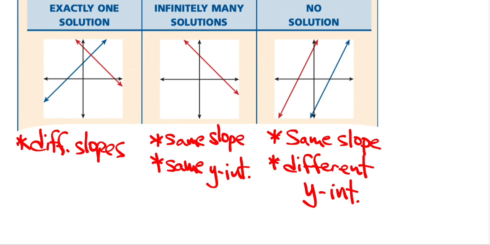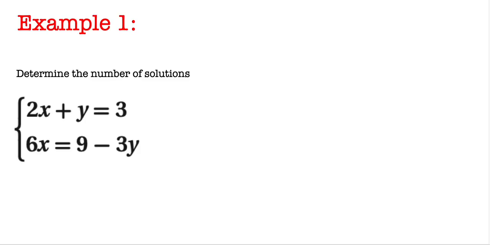Technically, when they have the same slope, we're going to compare their y-intercepts. If their y-intercepts are the same, then it's the same line. If their y-intercepts are different, it's parallel. But that's kind of the order we're going to go. So here's what it's actually going to look like.